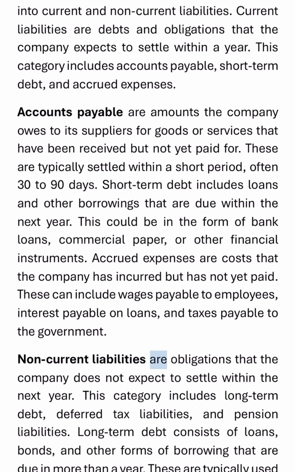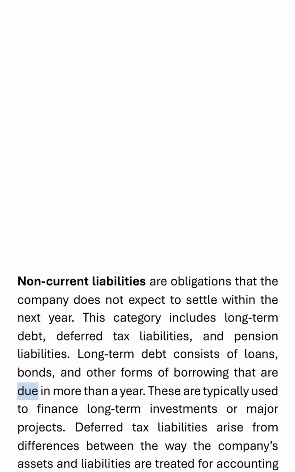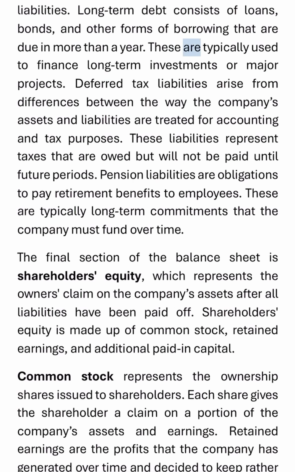Non-current liabilities are obligations that the company does not expect to settle within the next year. This category includes long-term debt, deferred tax liabilities, and pension liabilities. Long-term debt consists of loans, bonds, and other forms of borrowing that are due in more than a year. These are typically used to finance long-term investments or major projects.